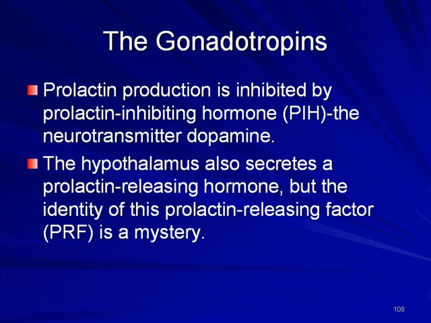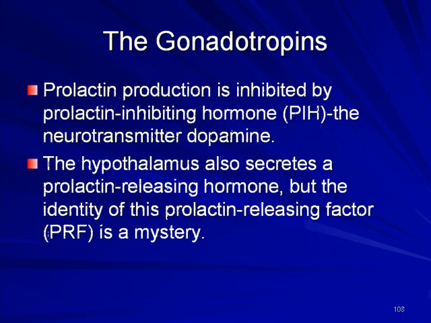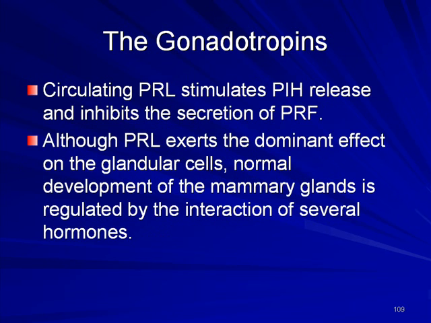Prolactin and prolactin inhibiting hormone. Prolactin works like other hormones to stimulate mammary gland production, very important during pregnancy, where we need prolactin to help stimulate milk production in the mammary glands. Prolactin production can also be inhibited by prolactin inhibiting hormone. This is also similar to the neurotransmitter dopamine.